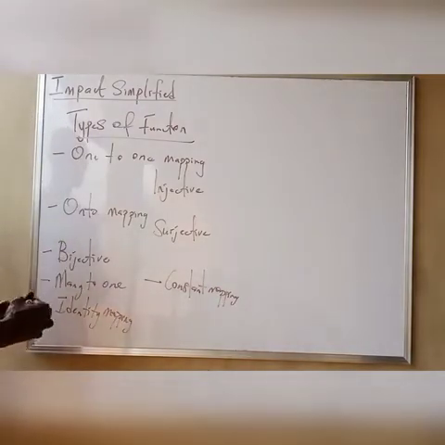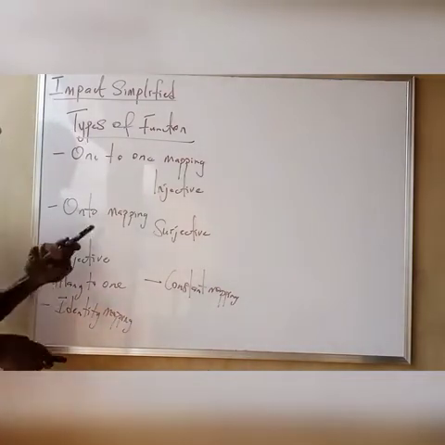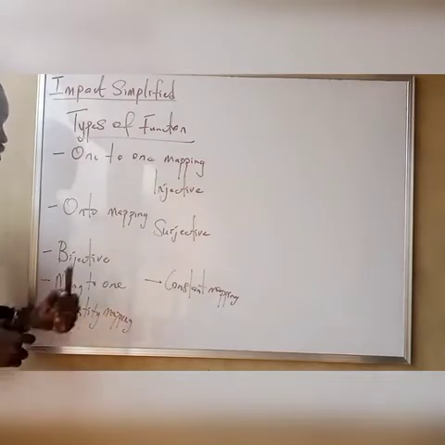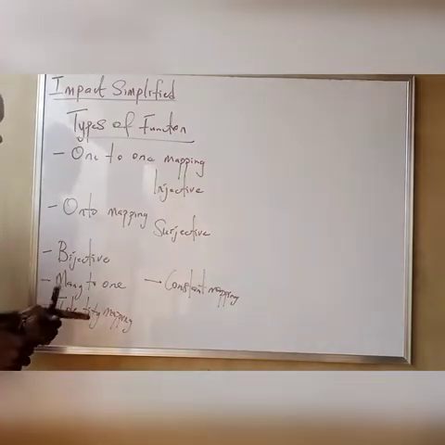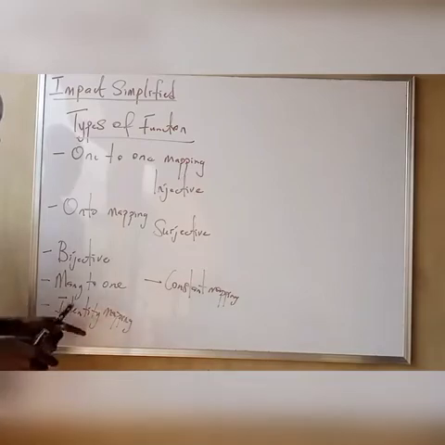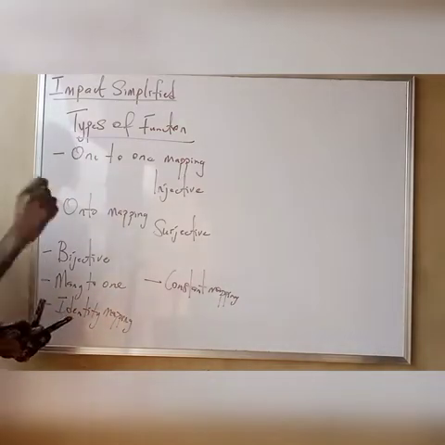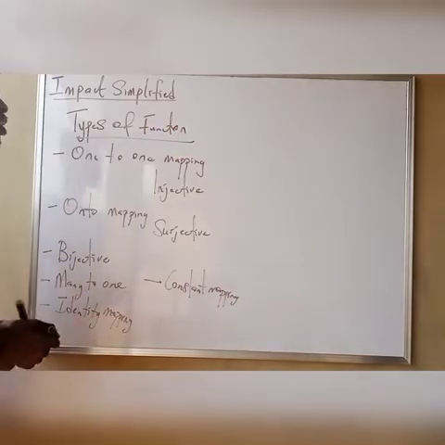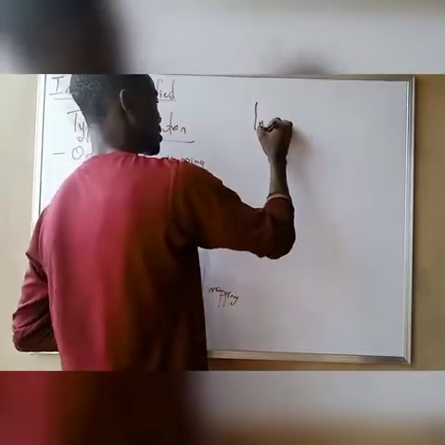We said we have the one-to-one function, which is the injective. We have the onto mapping, which is the surjective. We have the bijective. We have the many-to-one. We have the identity mapping, and we have the constant mapping. So for this video, we'll be picking them one after the other, looking at the meaning.